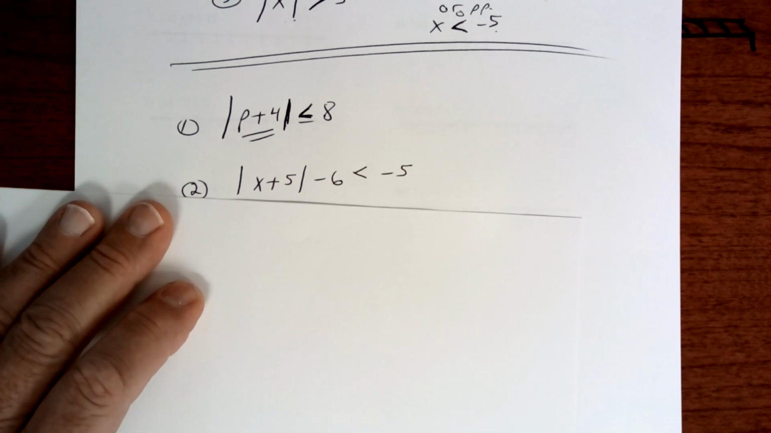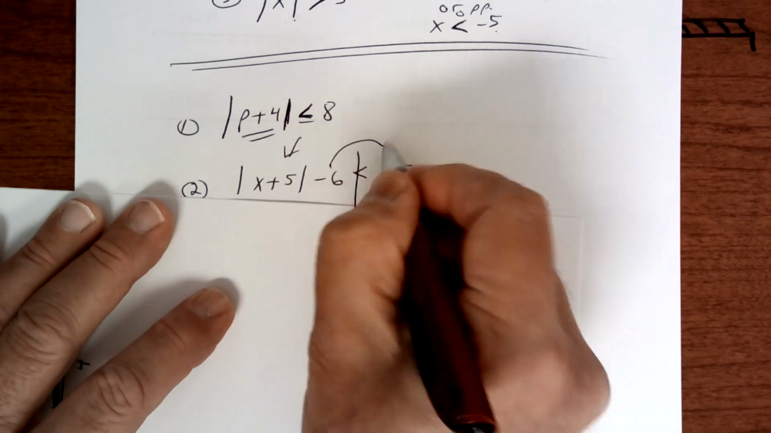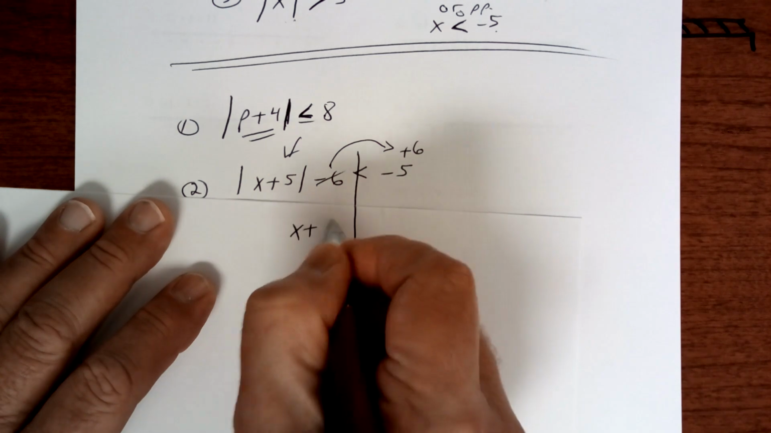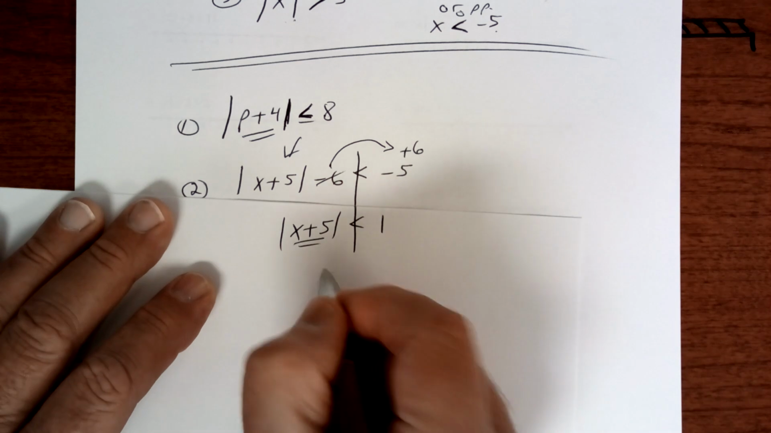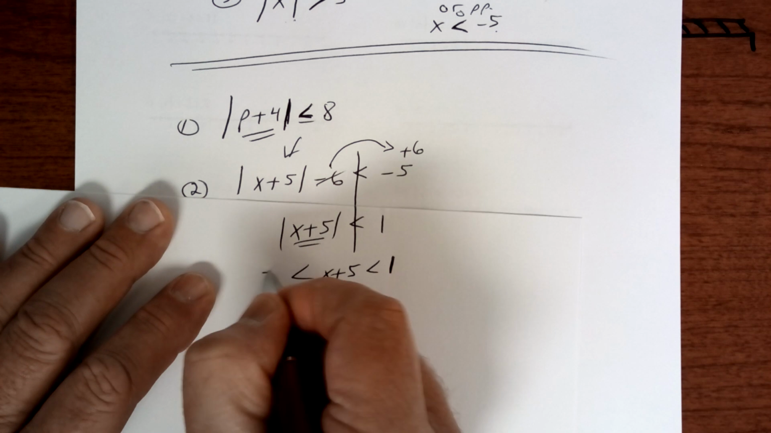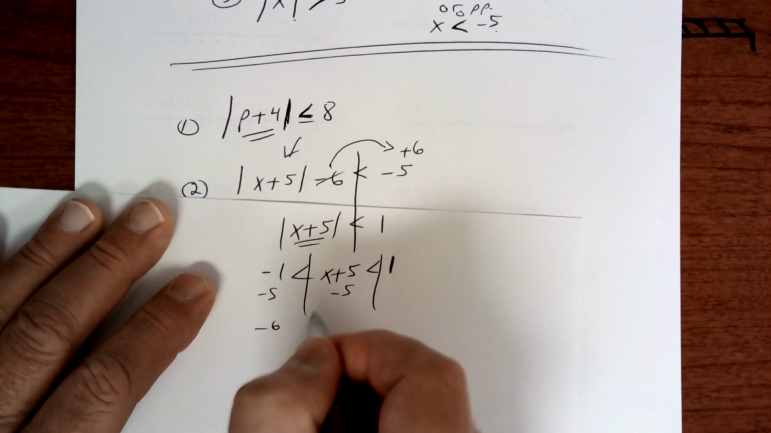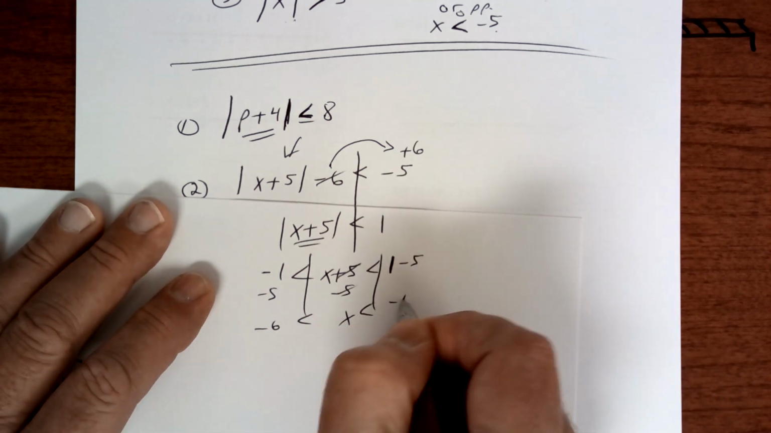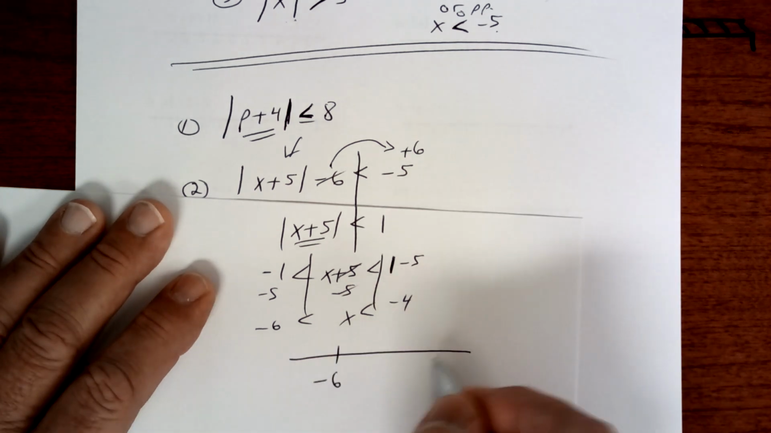This one also points towards it, but first you want to isolate the absolute value. So move that over and put plus 6. So you're going to get this. Everything is squeezed in between a plus and a minus. And then you work it out. Subtract 5. So it's going to be negative 6 and negative 4. This one right here is not equal to these, so put open circles.